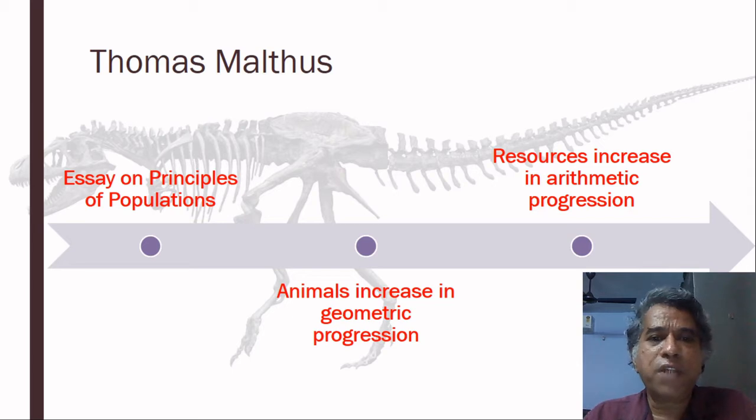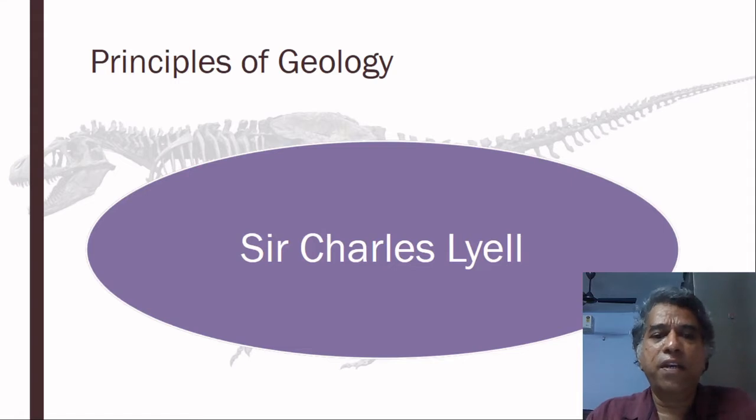This creates some sort of struggle for existence. Like that, being influenced by the essay on population written by Malthus, Darwin proposed one theory called struggle for existence and survival of the fittest. Like that, Darwin was also influenced by another scientist by name Sir Charles Lyell, of course. Sir Charles Lyell wrote Principles of Geology. So like that, Darwin wrote all these theories just because of the influence on him by his peers and contemporaries.